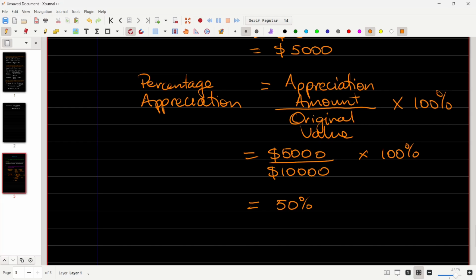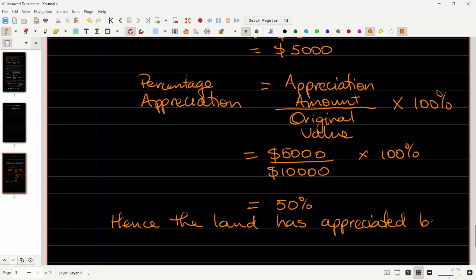So that's appreciation. This means that the land appreciated by 50%, right? So hence the land has appreciated by 50%. Now let's look at depreciation.